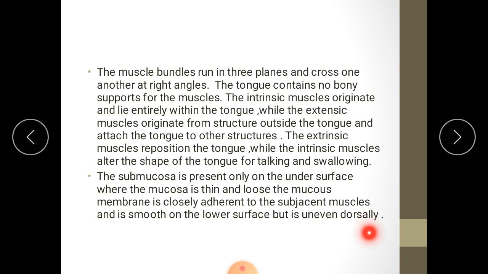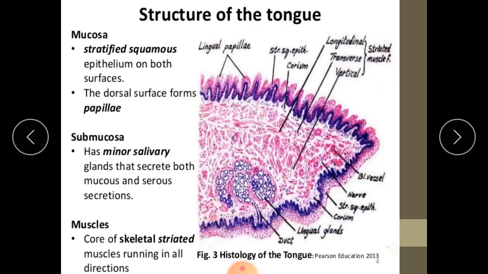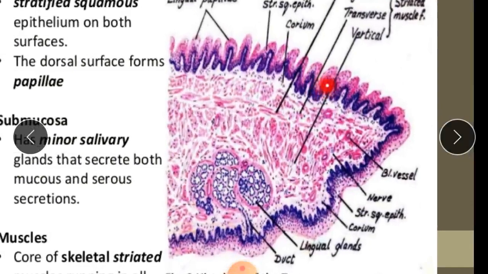But the upper surface of the tongue is not smooth. It has papillae, peg-like papillae. These papillae help in holding the food and understanding the taste of the food. Taste buds are present in the lingual papillae. So, okay, this is the tongue cross section.